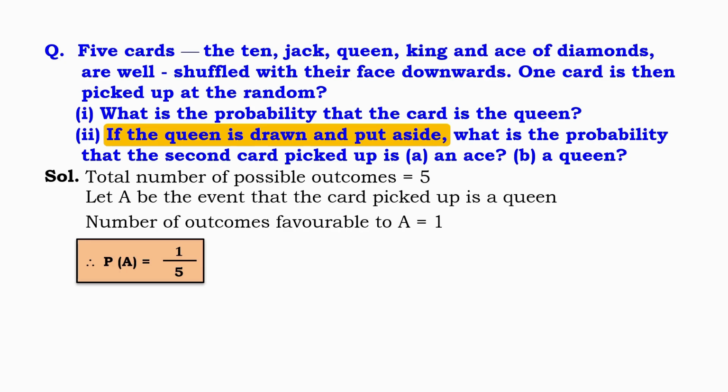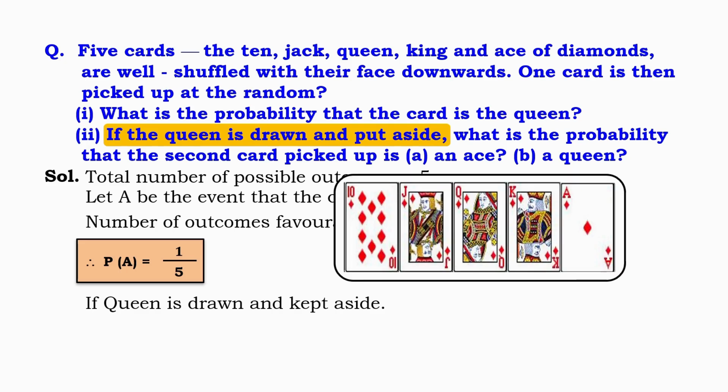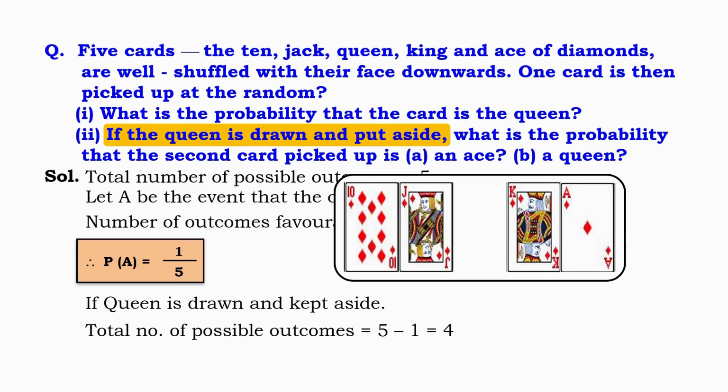Okay, now coming to part 2, that if the Queen is drawn and put aside. So when the Queen is drawn and we have kept it aside, let us take a look. We have removed the Queen now. Since one card is gone, what is the total number of possible outcomes? That is 5 minus 1. There will be 4 cards remaining.